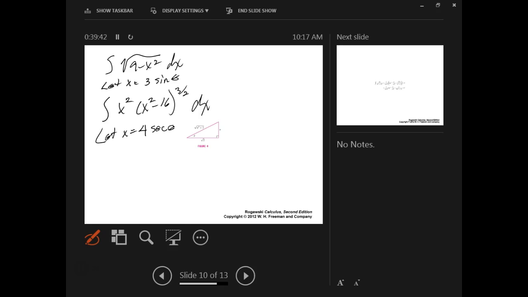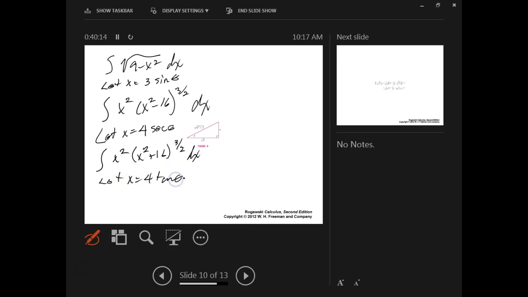C. That's yes in Spanish. What would that be? The integral of x squared times x squared plus 16 to the 3/2 power dx. Let x equal 4 tangent theta.